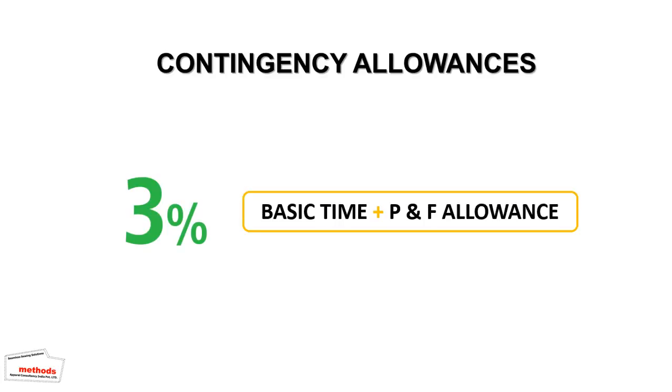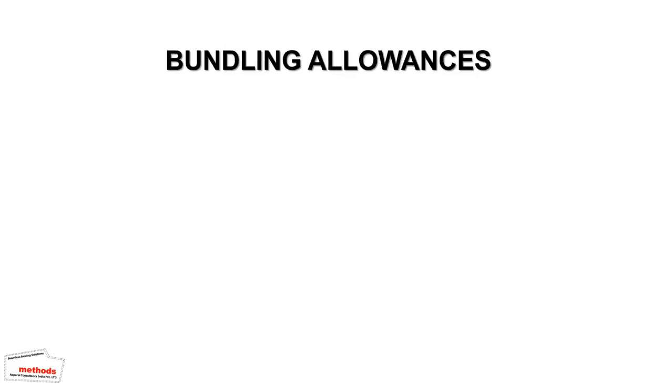The third allowance is called contingency allowance. These allowances are added only after the PNF allowance has been added to the entire basic time. We add 3% of contingency allowance to the basic plus PNF allowance time. Bundling allowances are added in the end of each operation.